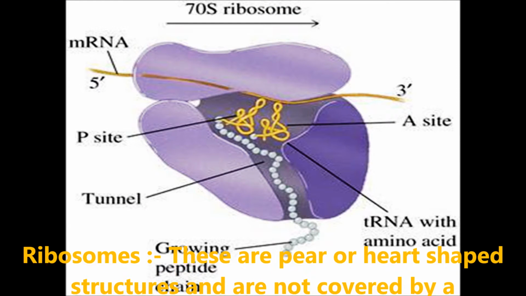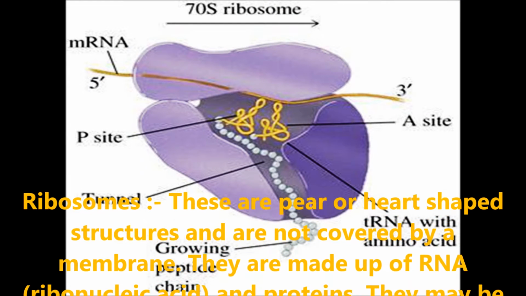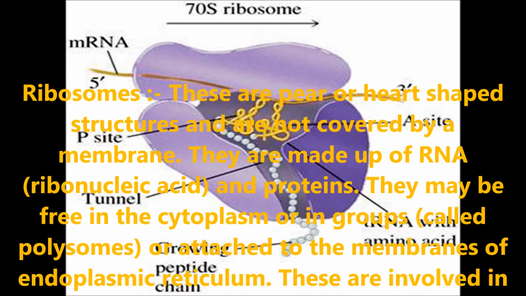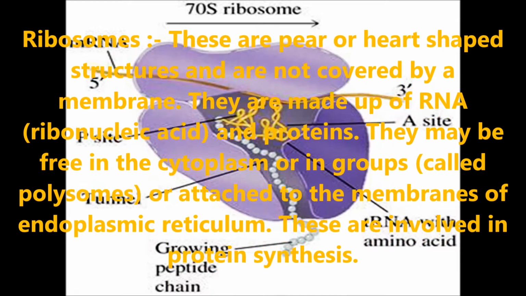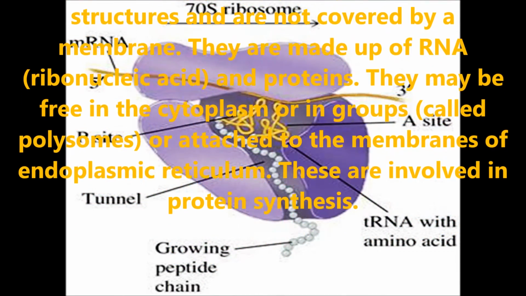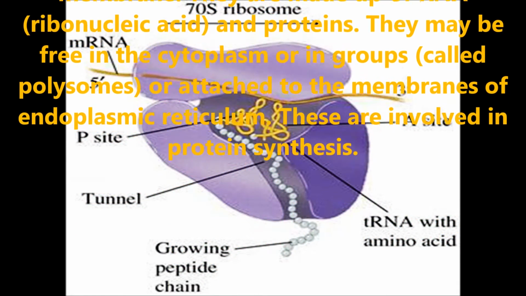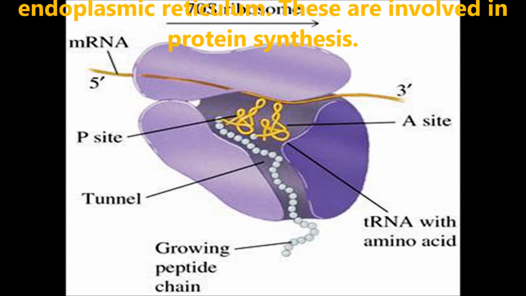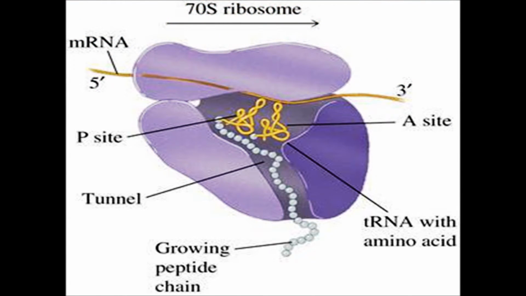Ribosomes. These are pear or heart-shaped structures and are not covered by a membrane. They are made up of RNA and proteins. They may be free in the cytoplasm, in groups called polysomes, or attached to the membranes of the endoplasmic reticulum. These are involved in protein synthesis.